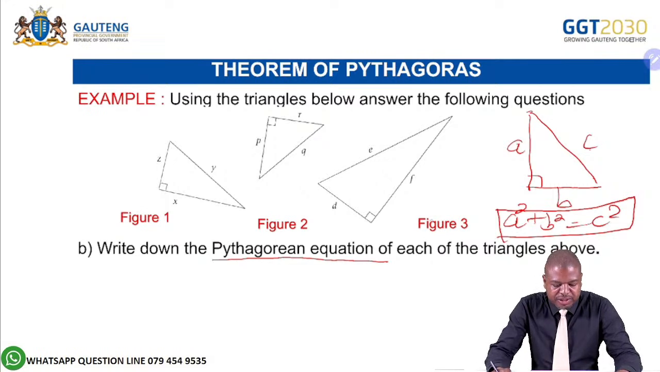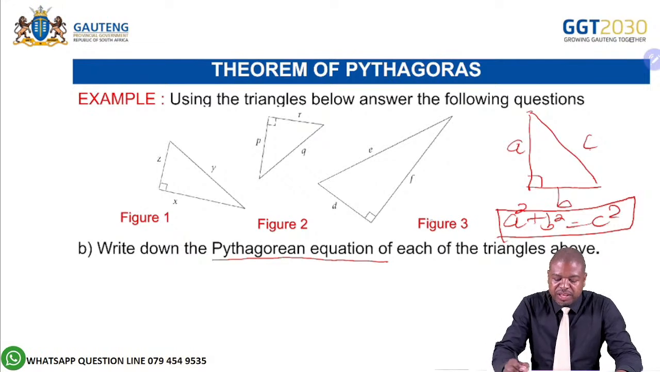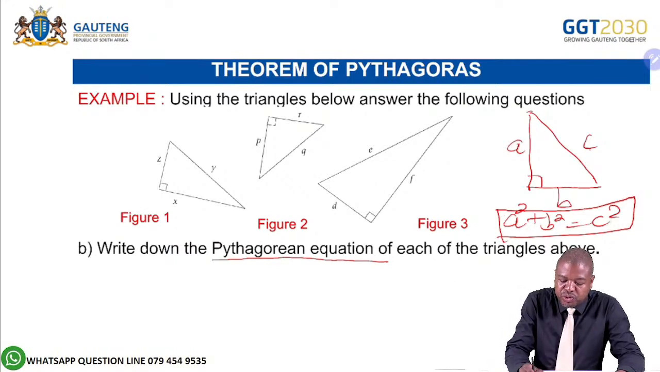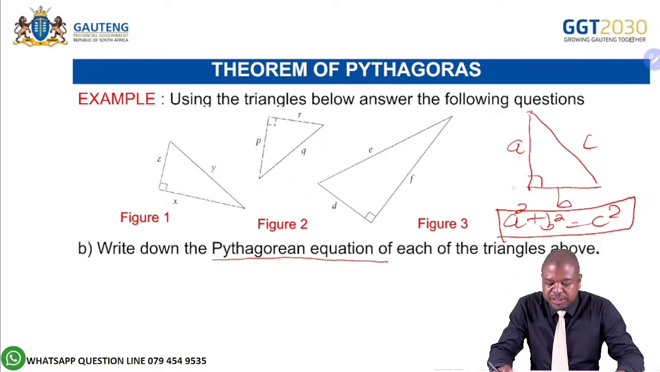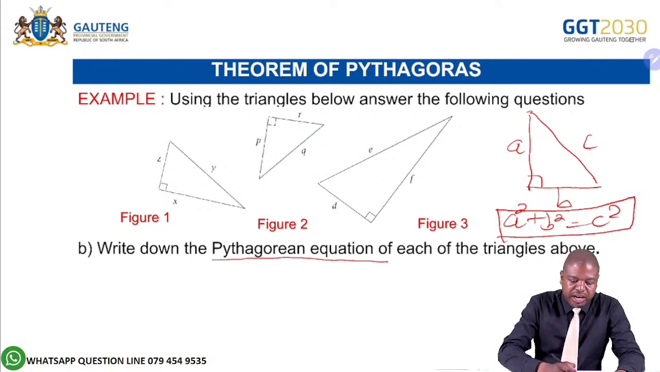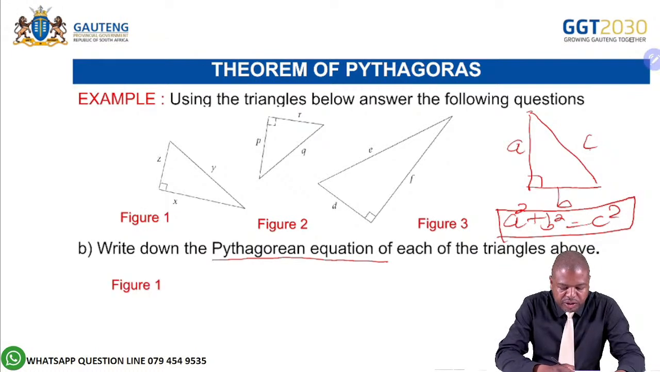Let's go through our example together, where we've been asked to write down the Pythagorean equation of each of the triangles above. I've given you an example there, where I had a triangle ABC, and I wrote my Pythagorean equation as a squared plus b squared is equal to c squared. With figure 1, my Pythagorean equation is x squared plus z squared is equal to y squared.